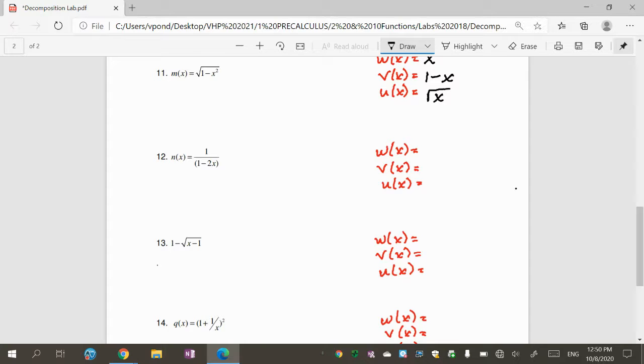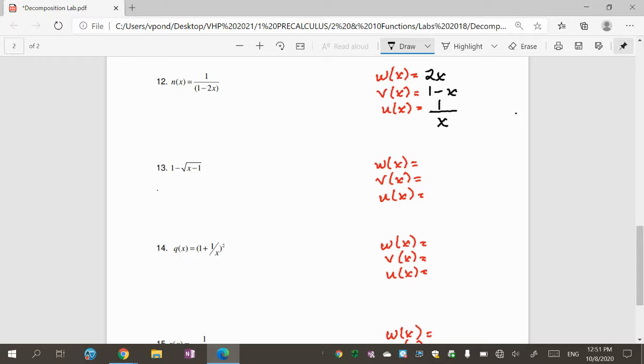Okay. The next one I did was this fraction 1 over 1 minus 2x. So I've got to have something small, so I picked 2x. My middle I made is 1 minus x. My outside is 1 over x. Then if I put the 2x in the x spot, I'll have the denominator, and then I would just throw it in that spot to come up with that fraction.